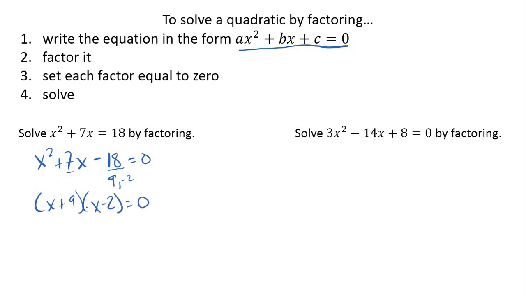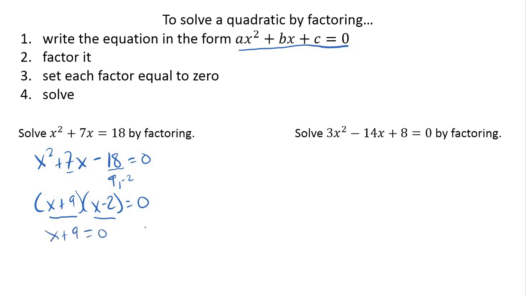Now if we were just factoring, we'd be done, but we're actually solving an equation. So x plus 9 times x minus 2 equals 0. How could that be true? Well, if this thing equaled 0, 0 times whatever this was would equal 0. Or if x minus 2 equaled 0, 0 times whatever this was would equal 0. That's why we set each equal to 0.